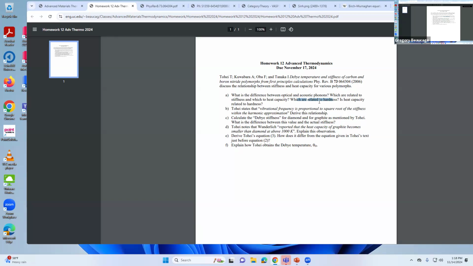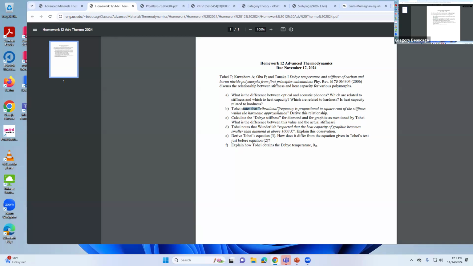That's why he brings it up at the beginning of the paper. He talks about diamond, and it's like, well, what do you know about diamond? It's the hardest thing in the world. And then graphite, and he says the transition at 1,000 degrees C doesn't make any sense. But he starts off by saying it doesn't have to do with hardness. It has to do with this strength. And then, is the heat capacity related to hardness? No.